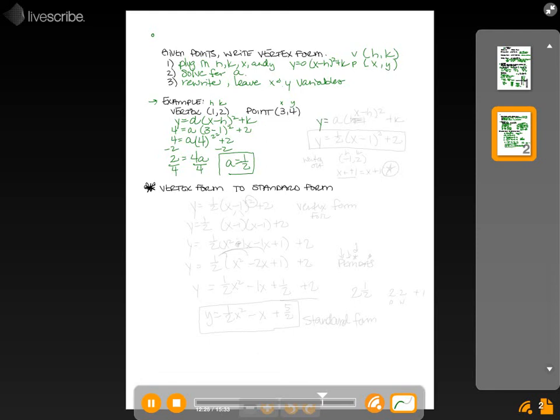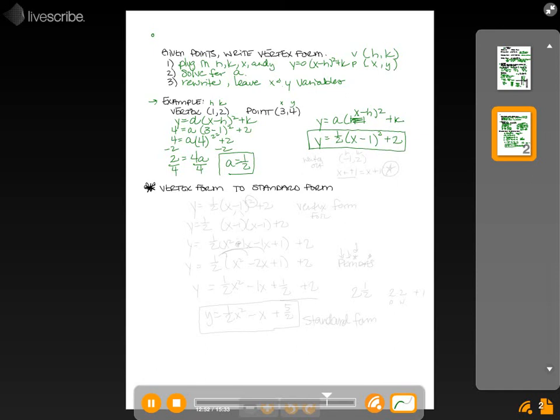I'm going to rewrite vertex form just so we can see where our numbers are going. And I rewrote it wrong. (x minus h) squared plus k. We're going to plug in for a, which is 1/2. x and y stay variables. Minus vertex is 1 here. And then k is 2. So there would be our equation.